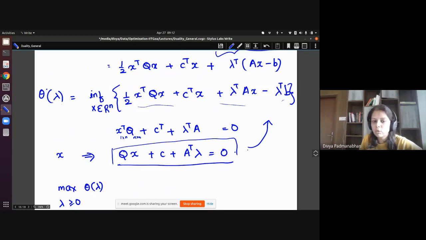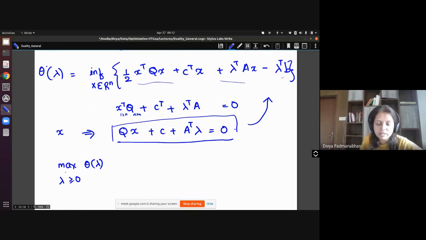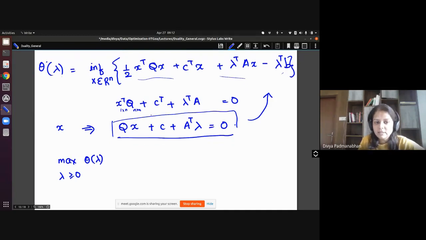Okay, so now what we need to do is write the dual function in terms of this X, what we've got as the optimum. So we need to transform this to a function involving only the lambdas, if possible. Okay, so let's just try to do that.